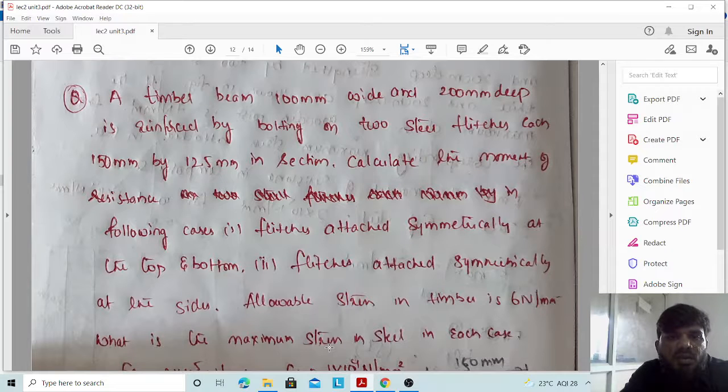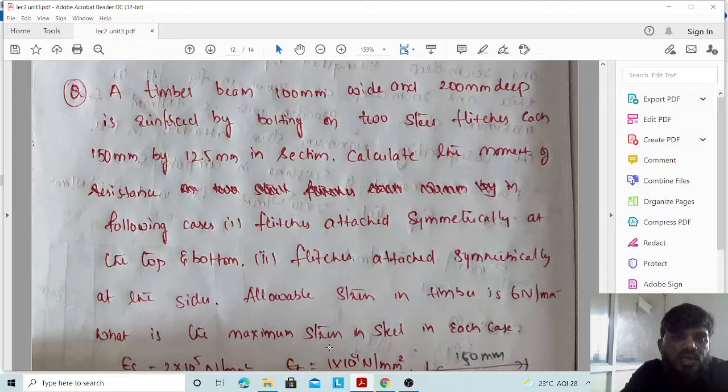A timber beam of 100 mm wide and 200 mm deep is reinforced. Reinforced means inserted, kept one inside the other, on two steel flitches each of 150 mm by 12.5 mm, whose length and thickness are given in the section.